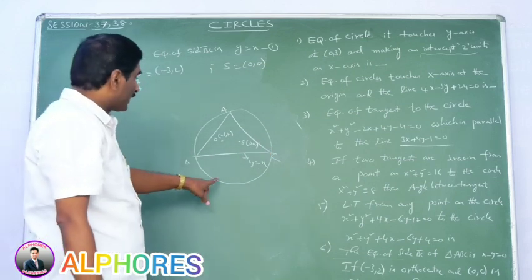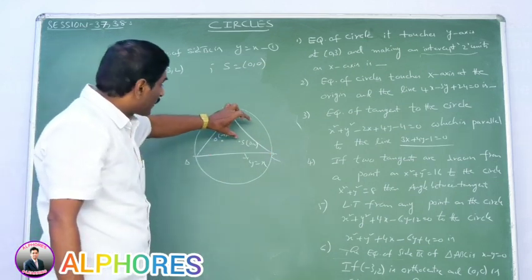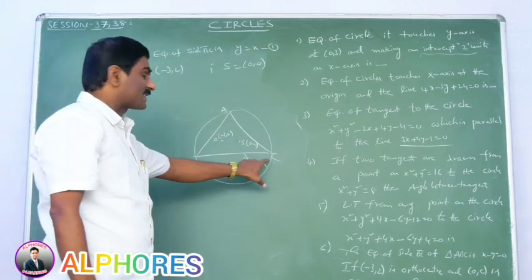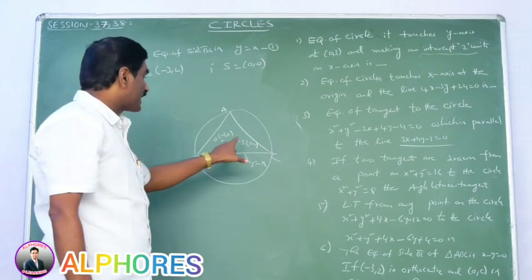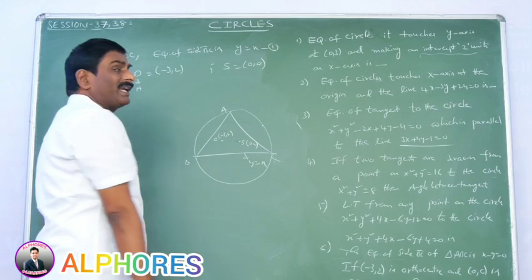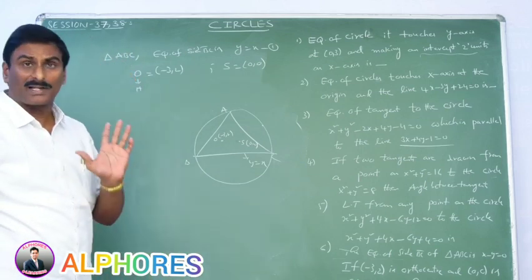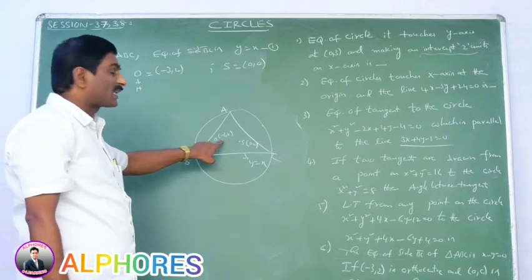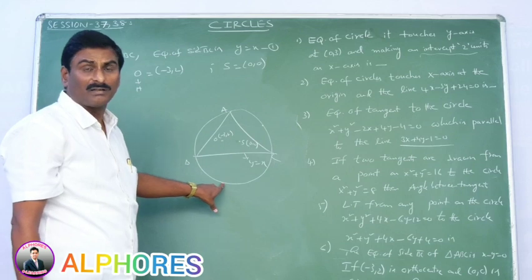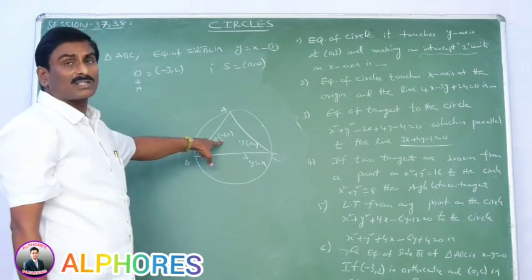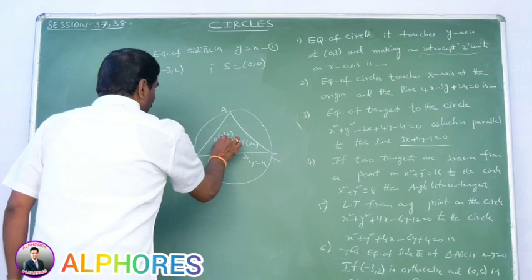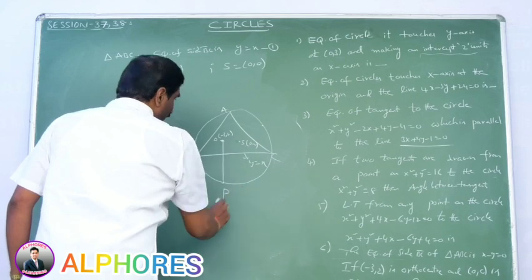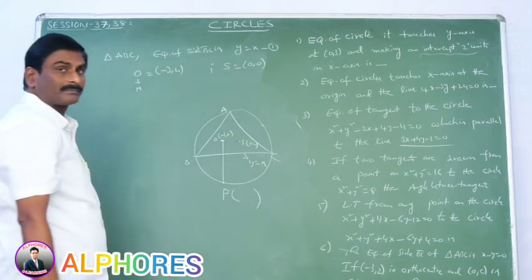If any one of the points on the circle is known, then the distance from circumcenter to any point on the circle is said to be the radius of the circle. If A or B or C or any point on the circle is given, then the distance from S to that point is the radius. Now we find any one of the points on the circle. Already we know that the image of the orthocenter with respect to any side must lie on the circumcircle. Very very important property. The image of O, minus 3 comma 2, with respect to the side BC must lie on the circumcircle. Say P is the image of this point.